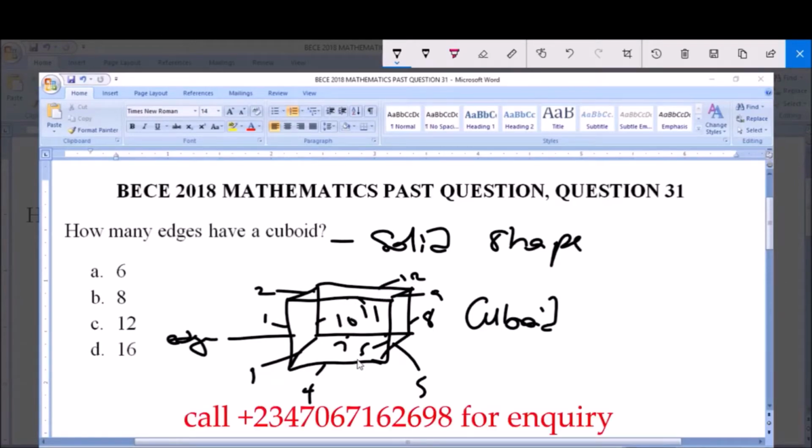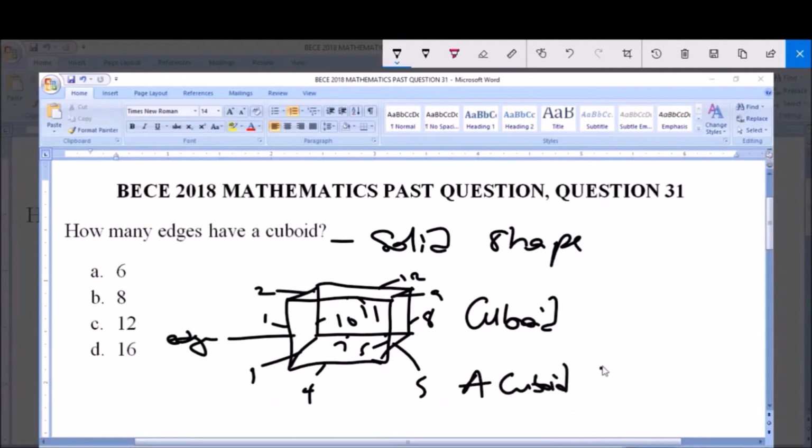So therefore, a cuboid has 12 edges. Now these points here are called the vertices, but that is not what we are concerned with. We are concerned with the edges, which are these lines that form the cuboid.